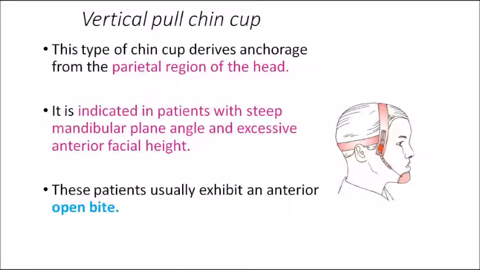Now the second type of chin cup is your vertical pull chin cup, which derives its anchorage from the parietal region of the head. So this is indicated in patients with mandibular prognathism, steep mandibular plane angle and excessive anterior facial height. It derives its anchorage from the parietal region, that is from the higher part of your head, so it will exert a force which will not only restrict the forward growth of the mandible but also tends to pull the mandible upwards. So you can have a counterclockwise rotation of the mandible, which is advantageous in cases with steep mandibular plane angle, excessive anterior facial height and an anterior open bite.